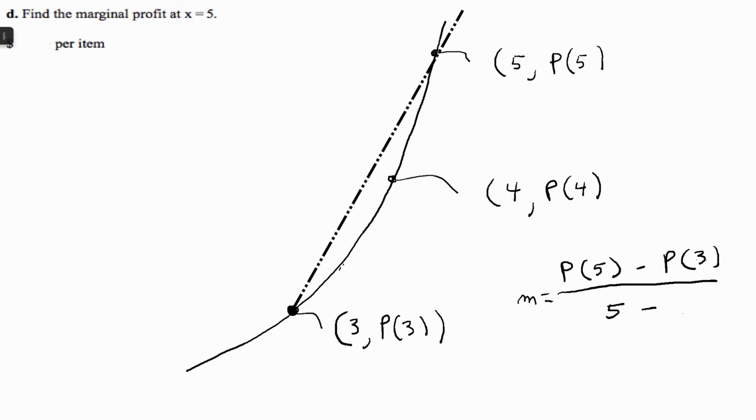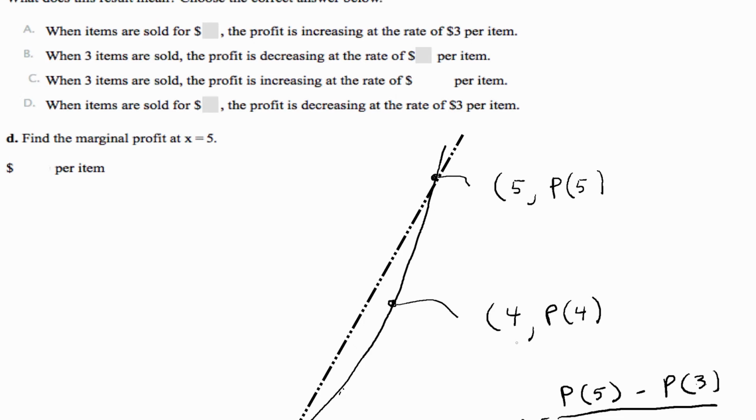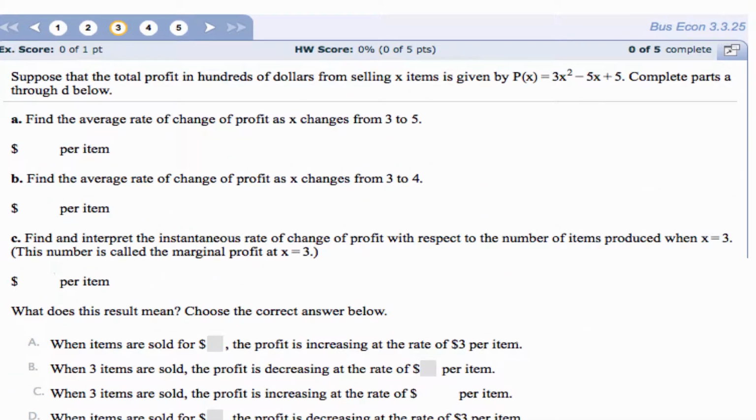Now the units here, it's given in the problem that the units are in terms of hundreds. So the answer to the first question, find the average rate of change of the profit as X changes from 3 to 5, that'd be 1900 dollars per item.